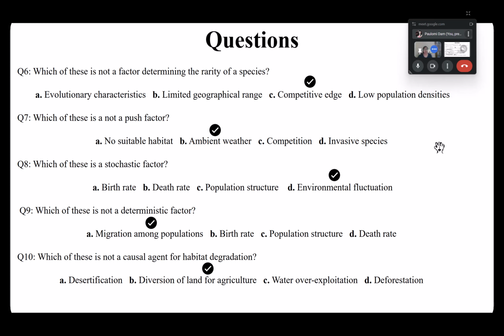Next, which of these is a stochastic factor? Birth rate, death rate, and population structures affect large population sizes. Environmental fluctuation affects the small population.